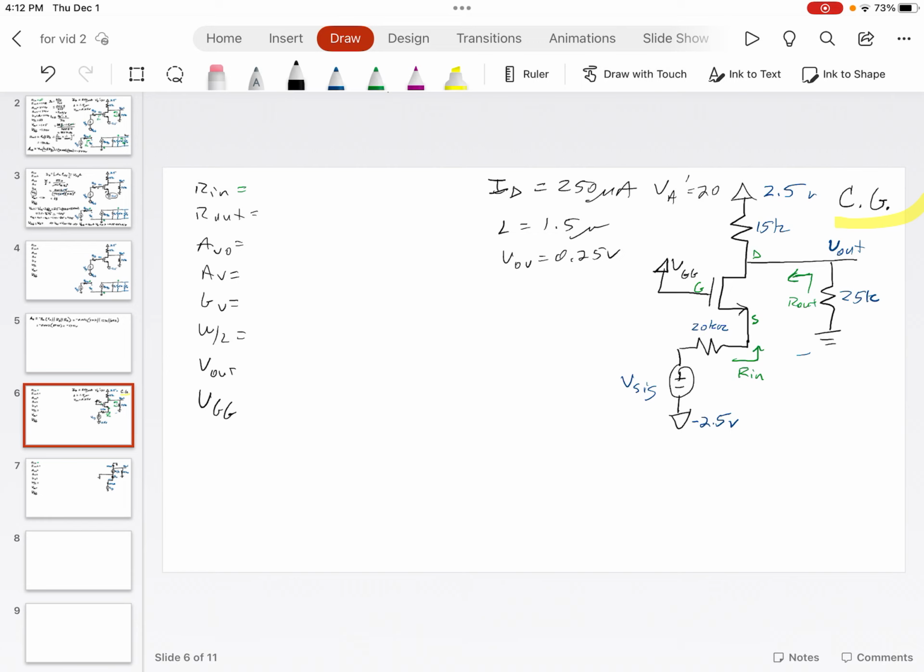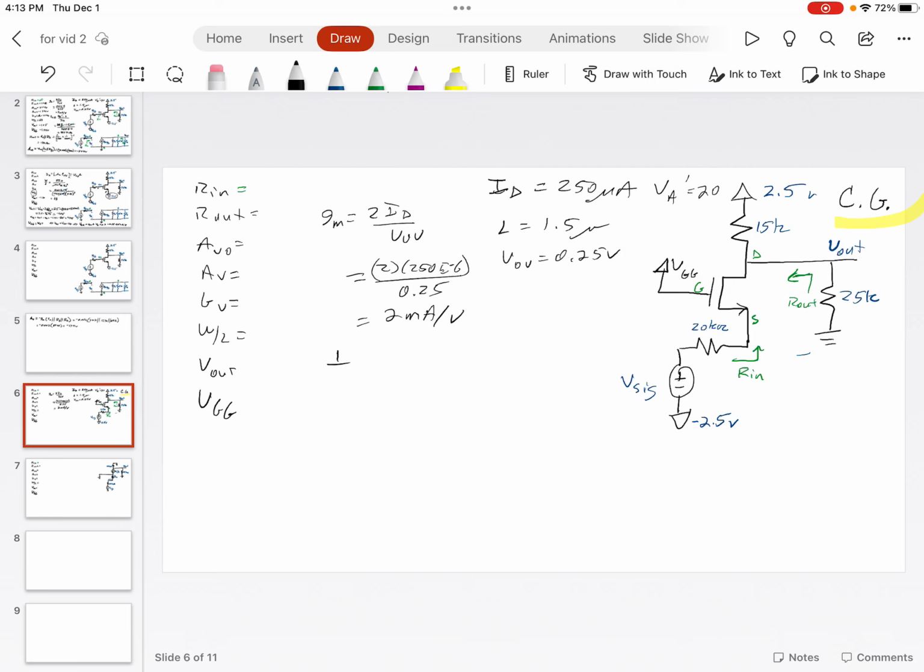So to analyze whatever circuit, generally we want to start off with finding those small signal parameters based on the DC parameters. I think this is the same as the common source that I just gave. GM is 2ID over V overdrive, and we've got ID and V overdrive, so we can use those two. Let's write it out. We get 2 times 250 microamps divided by 0.25 volts for V overdrive. That gives us 2 milliamps per volt.